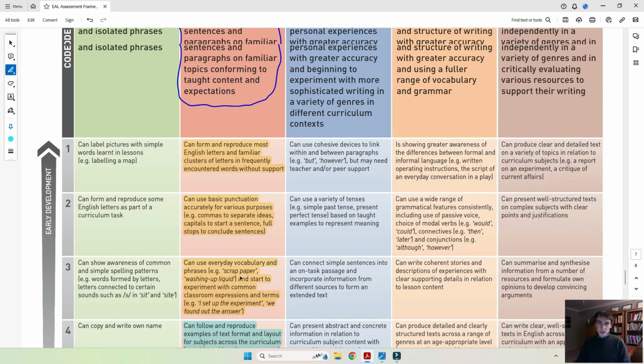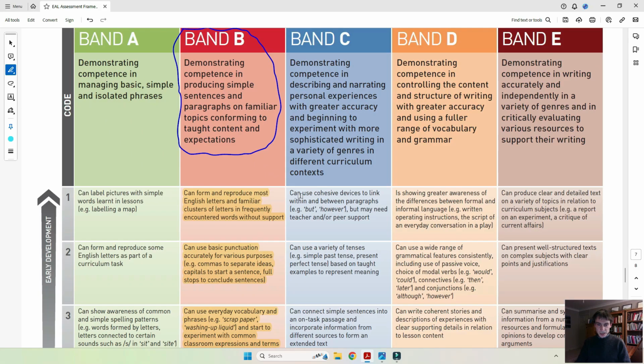If you look at the beginning of Band C and you see what kind of things are expected here at low Band C, you can sort of reassure yourself that the learner is definitely not on Band C. Can use cohesive devices to link within and between paragraphs, but however there is some, but it's only one case, and it's not enough. We would expect more here because it's meant to be more sophisticated writing.